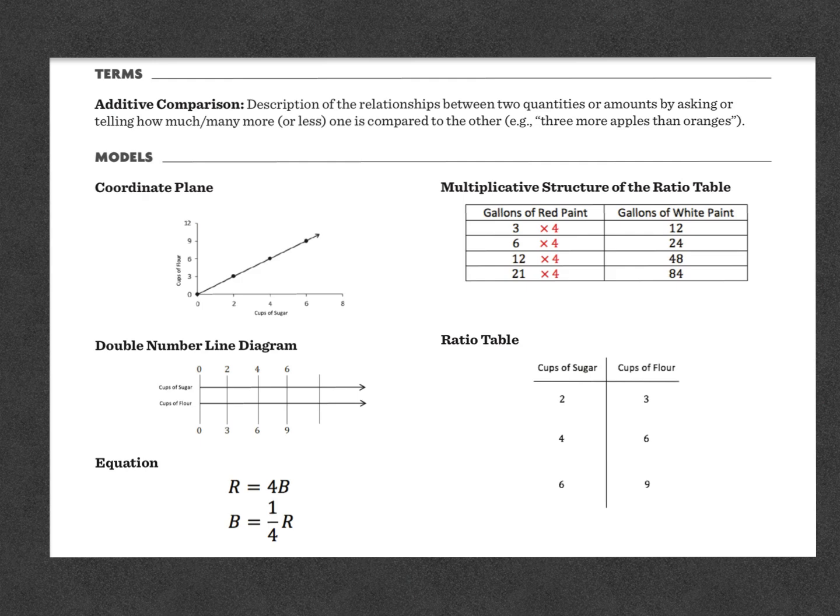And then the models that we are going to see in this topic would be coordinate planes. You should have hit coordinate planes about the last month of 5th grade. We are going to use a lot of ratio tables to help us with equivalent ratios. So this ratio table is an example of what you'll see. It's a multiplicative structure of the ratio table. And then we're going to work with a lot of double number line diagrams. We're going to see some equations.